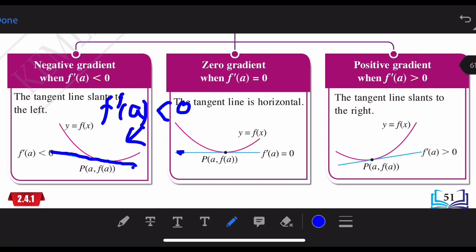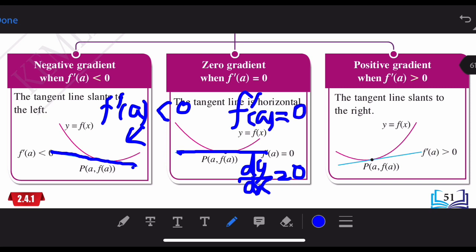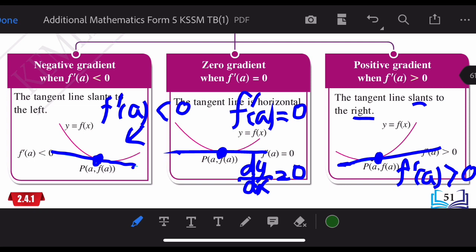Then for this one, you see the line is horizontal, so dy/dx is equal to 0. We can say the first derivative at that point A is equal to 0, same meaning. For this one, the blue line is slanting to the right, so dy/dx is positive because the gradient is positive for the blue line. So what is dy/dx? It is the gradient of the blue line, because the gradient of the curve at a point is the same as the gradient of the tangent line, since all points on the same line have the same gradient. So please remember, this is a very important concept.